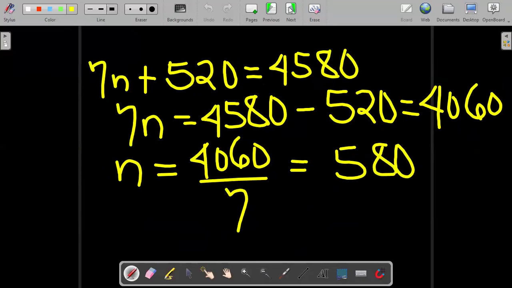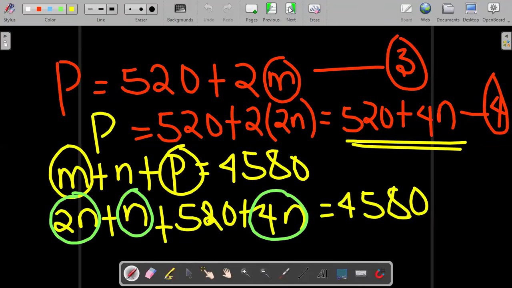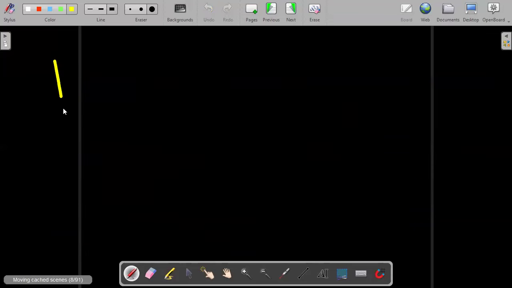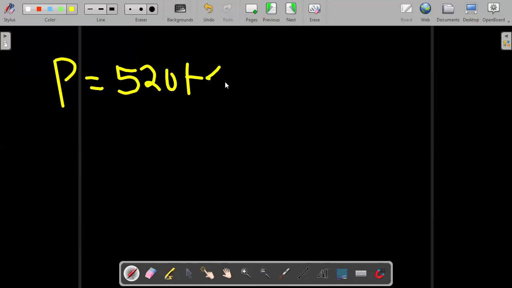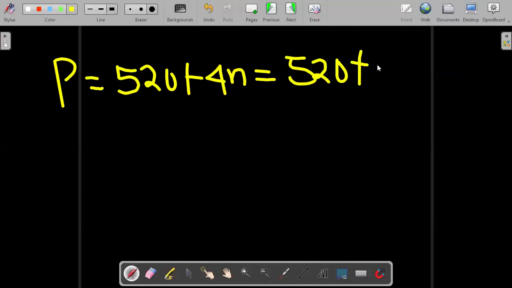So let's come to P. My P is what? Look at P. Our P is 520 plus 4n. We need the number of men now, which is P. So I'm going to have P equals 520 plus 4n. We already have n as 580, so I'm having 520 plus 4 into my n, 580.